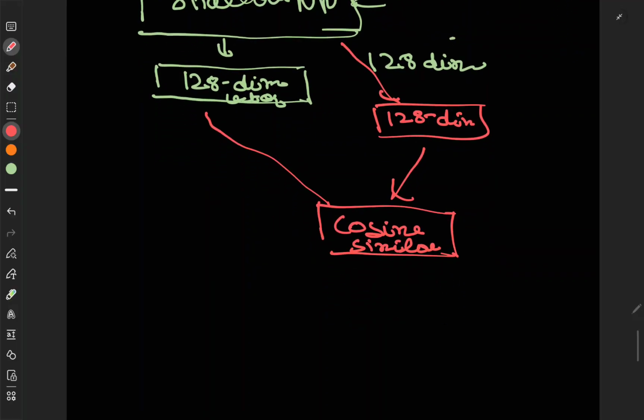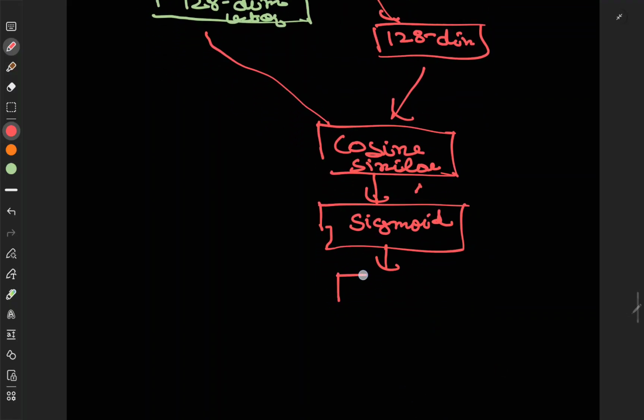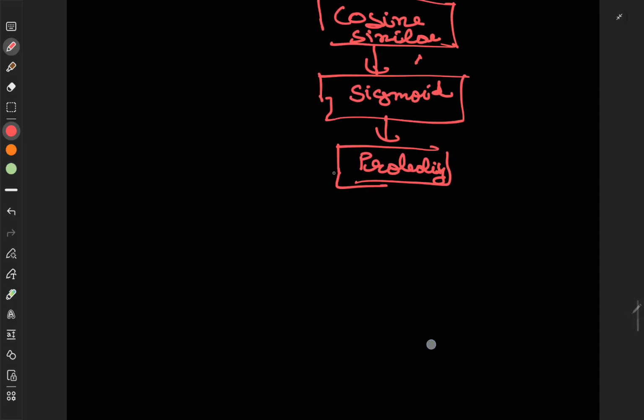Then we need to make sure that this cosine similarity is converted into a probability score, right? To convert it into a probability score, what is the best thing? Sigmoid. We apply sigmoid, we get a probability score, and we know that we are getting a probability score. So what loss function can we simply think of? Binary cross entropy.